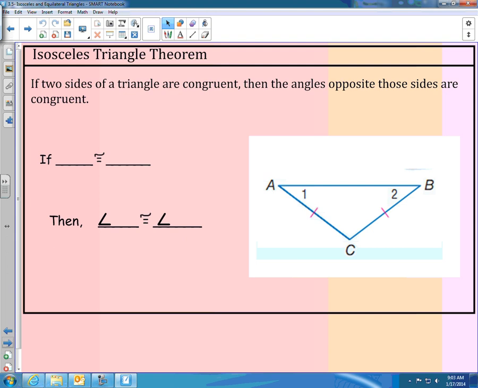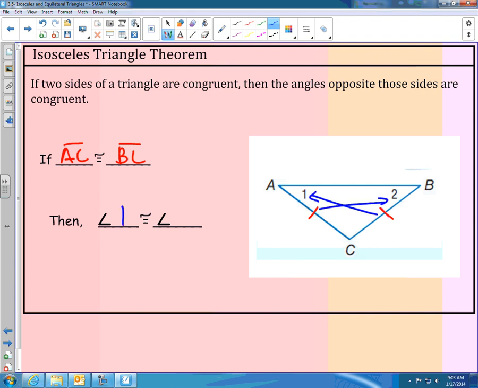The isosceles triangle theorem states if two sides of a triangle are congruent, then the angles opposite of those sides are also congruent. So if we say side AC is congruent to side BC, as marked here with our congruence symbols, then we can say the angles opposite are also congruent. So angle 1 is also congruent to angle 2. That's just saying that if the sides are congruent, the opposite angles are also congruent.